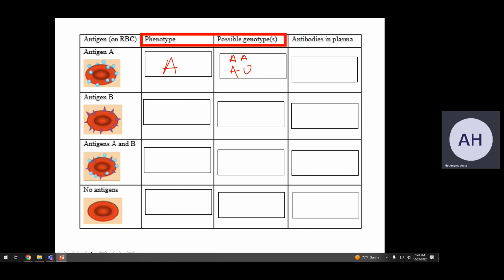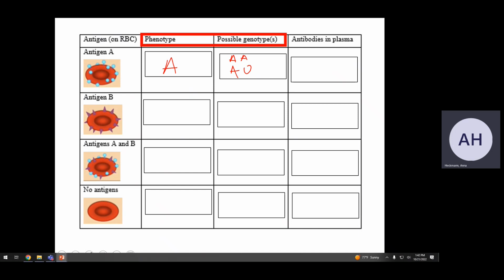Since O calls for no antigen and A calls for the A antigen, all we have is the A antigen on the red blood cell, and that means it is type A. Could the other allele be B? No, because that allele calls for the B antigen, and we don't see that here on type A blood.